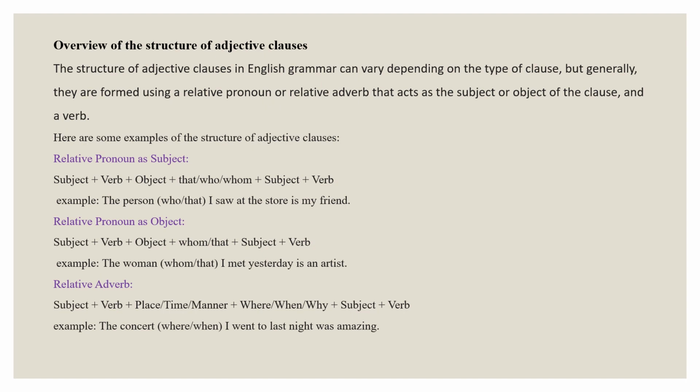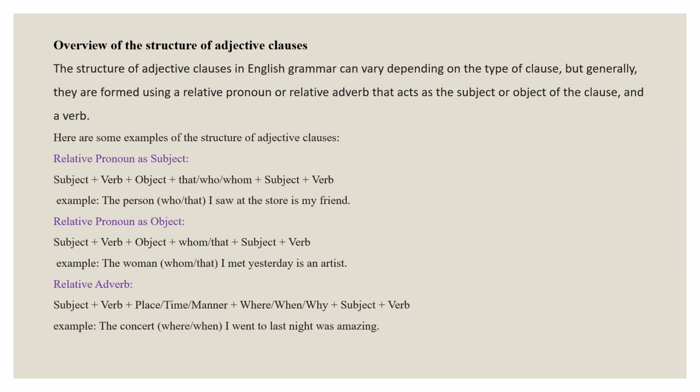An overview of the structure of adjective clauses. In English grammar, it can vary depending on the type of clause, but generally they are formed using a relative pronoun or relative adverb that is the subject or object of the clause. Here are some examples of the structure of adjective clauses. Number 1, relative pronoun as a subject.